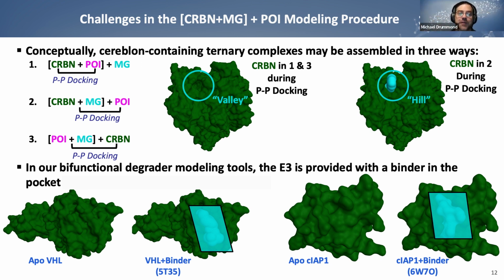When you run our bifunctional degrader modeling tools, typically for degradation, you have to give it an E3 ligase with a binder in the pocket. As we take a look at what those look like, here I'm just showing 2 examples. This is the input that you give, and there's no crystallographic precedence for essentially most E3 ligases that one would use.